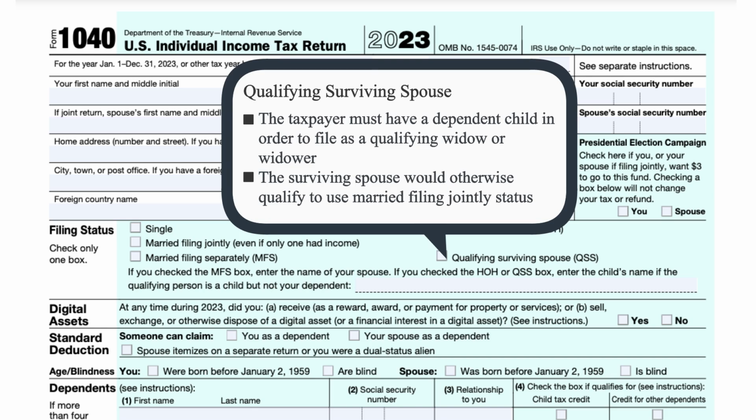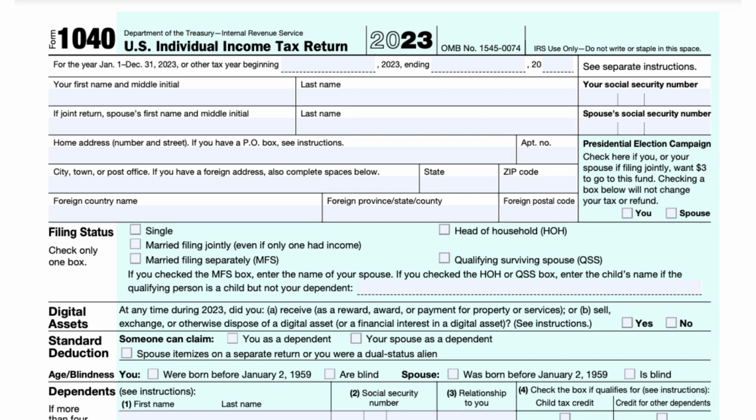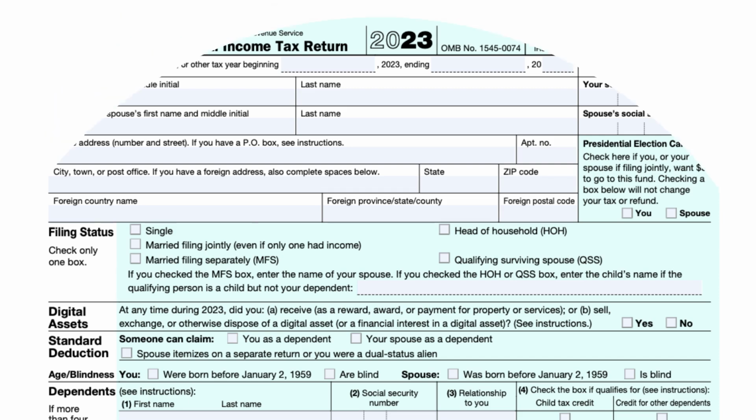This filing status allows one to retain the benefits of the married filing joint status for 2 years after their spouse's death. To qualify, the taxpayer must have a dependent child, and in the year of death, the surviving taxpayer can then use married filing jointly as the filing status for that year, if the surviving spouse would have otherwise qualified for that status. In this video, we will be looking at an example of the taxpayer, Emily Green.